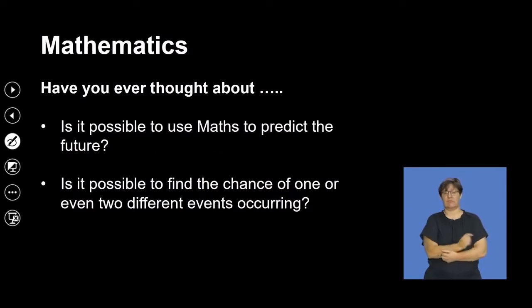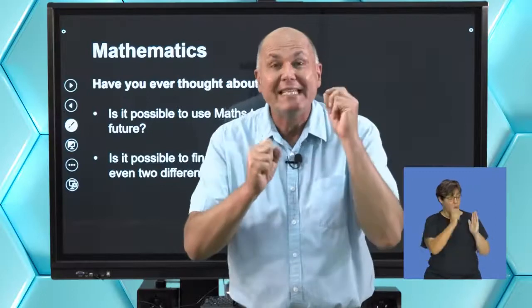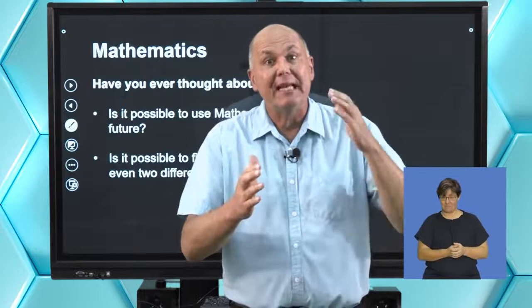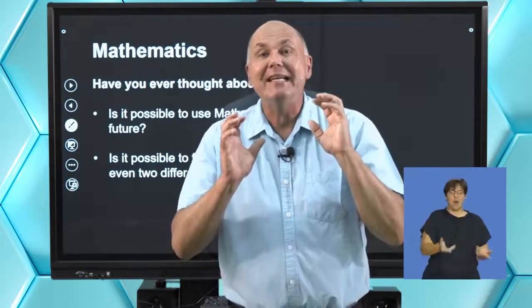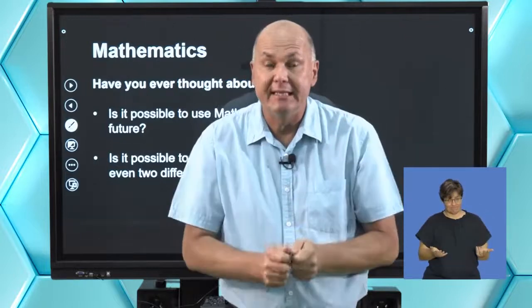The first one is, is it possible to use maths to predict the future? Is it possible to find the chance of one or even two different events occurring? Well, fortunately, the probability rules help us with exactly that idea. It might not be able to tell us definitely what's going to happen tomorrow, but it will give us an idea of the chance of whether something can happen or won't happen on a particular date.